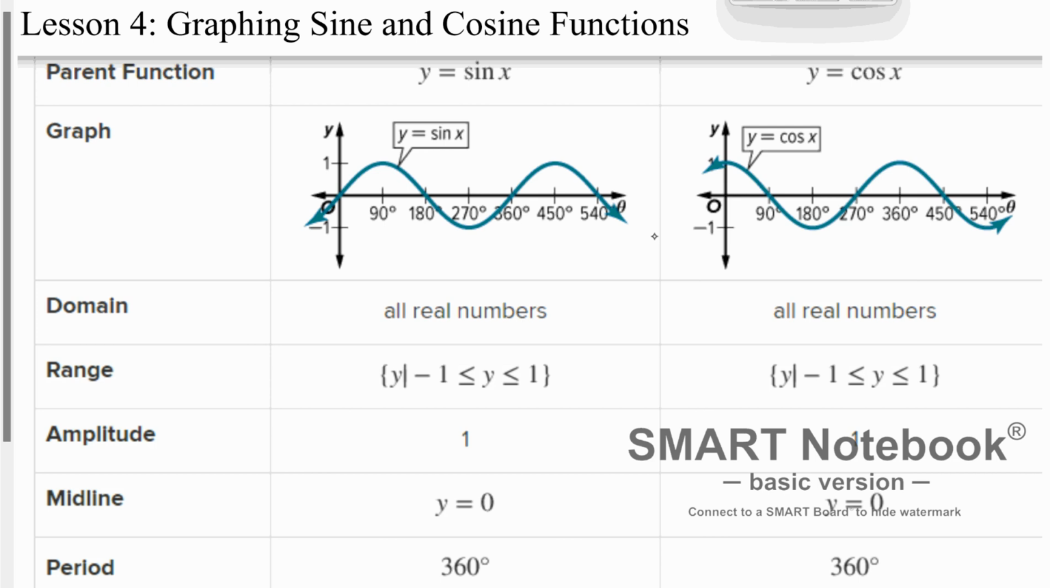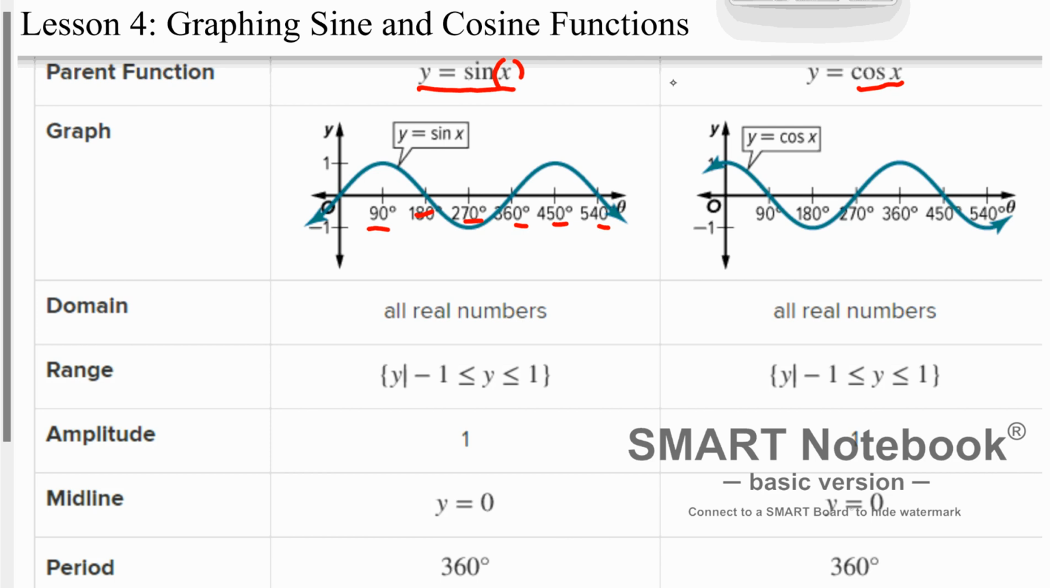All right, taking a look at lesson 4, graphing sine and cosine functions. So here we have our basic sine function, y equals sine of x. And remember, sine is always of an angle, so this x represents our angle. That's why you can see these measurements here in degrees. And then y equals cosine of x. Again, x represents an angle, and the y value represents the side ratio between a right triangle.